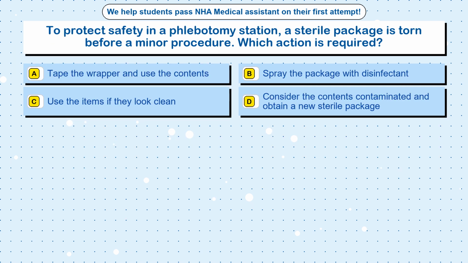Question 57. To protect safety in a phlebotomy station, a sterile package is torn before a minor procedure. Which action is required? Option A, tape the wrapper and use the contents. Option B, spray the package with disinfectant. Option C, use the items if they look clean. Option D, consider the contents contaminated and obtain a new sterile package.